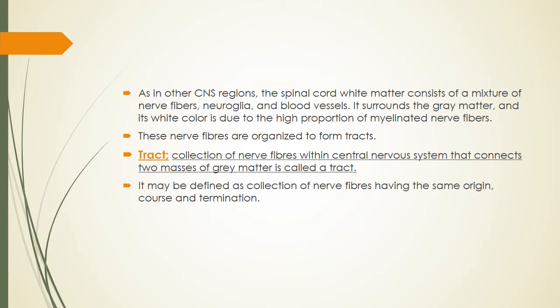So now what is a tract? A tract may be defined as a collection of nerve fibers within the central nervous system that connects two masses of grey matter. It may be defined as a collection of nerve fibers having the same origin, course and termination. So all the fibers which are present in the white matter are organized in the form of bundles of nerve fibers that are called tracts.